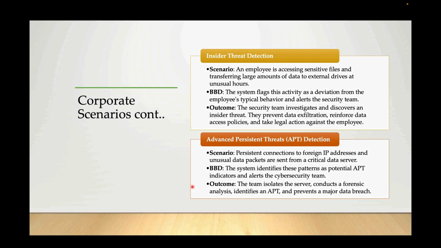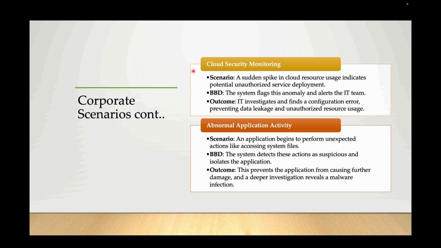and prevent a major data breach. Another scenario could be cloud security monitoring. For example, a sudden spike in the data resource usage indicates potential unauthorized service deployment. So the system in this case will flag this as abnormal and alert the IT team. The result, IT investigates and finds a configuration error, preventing data leakage and unauthorized resource usage.